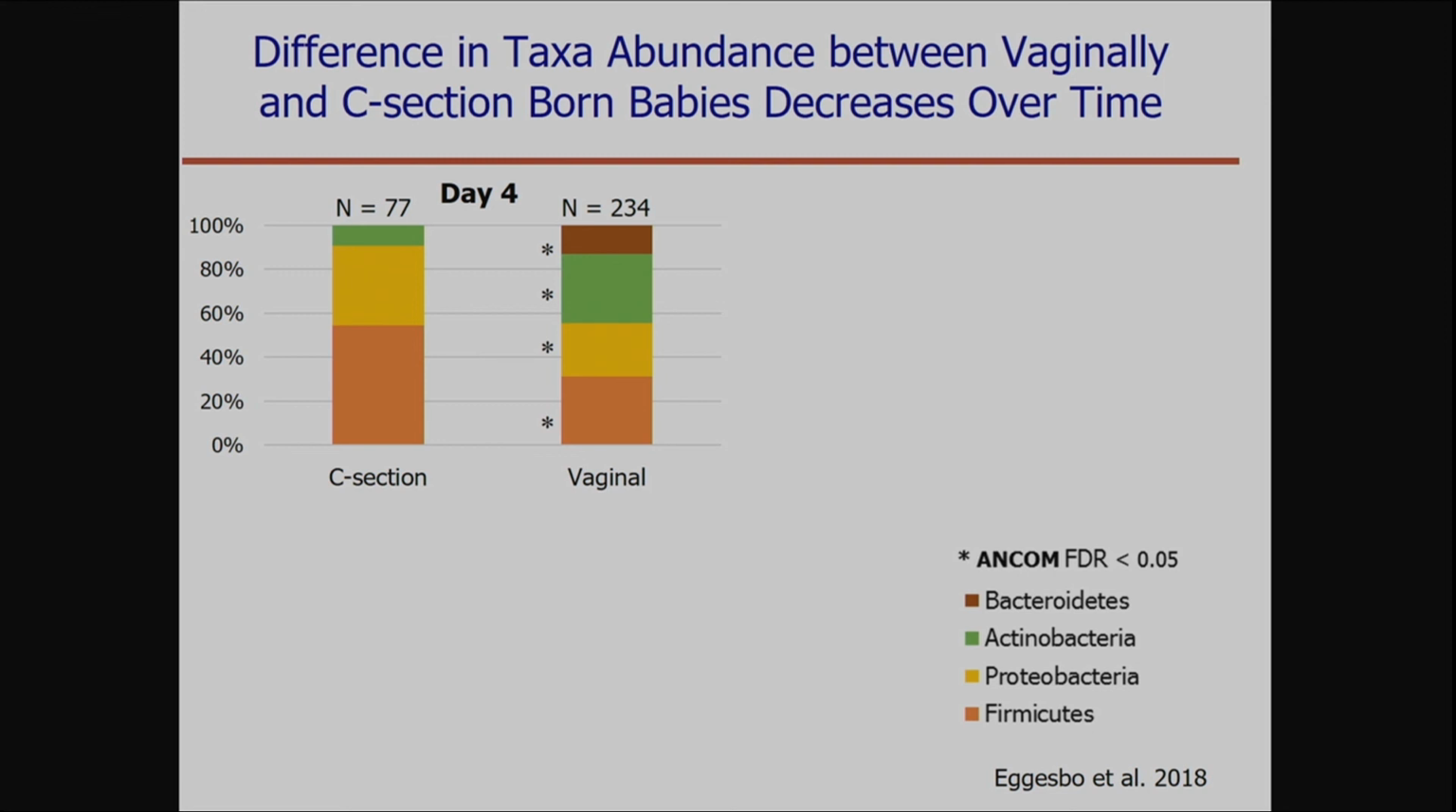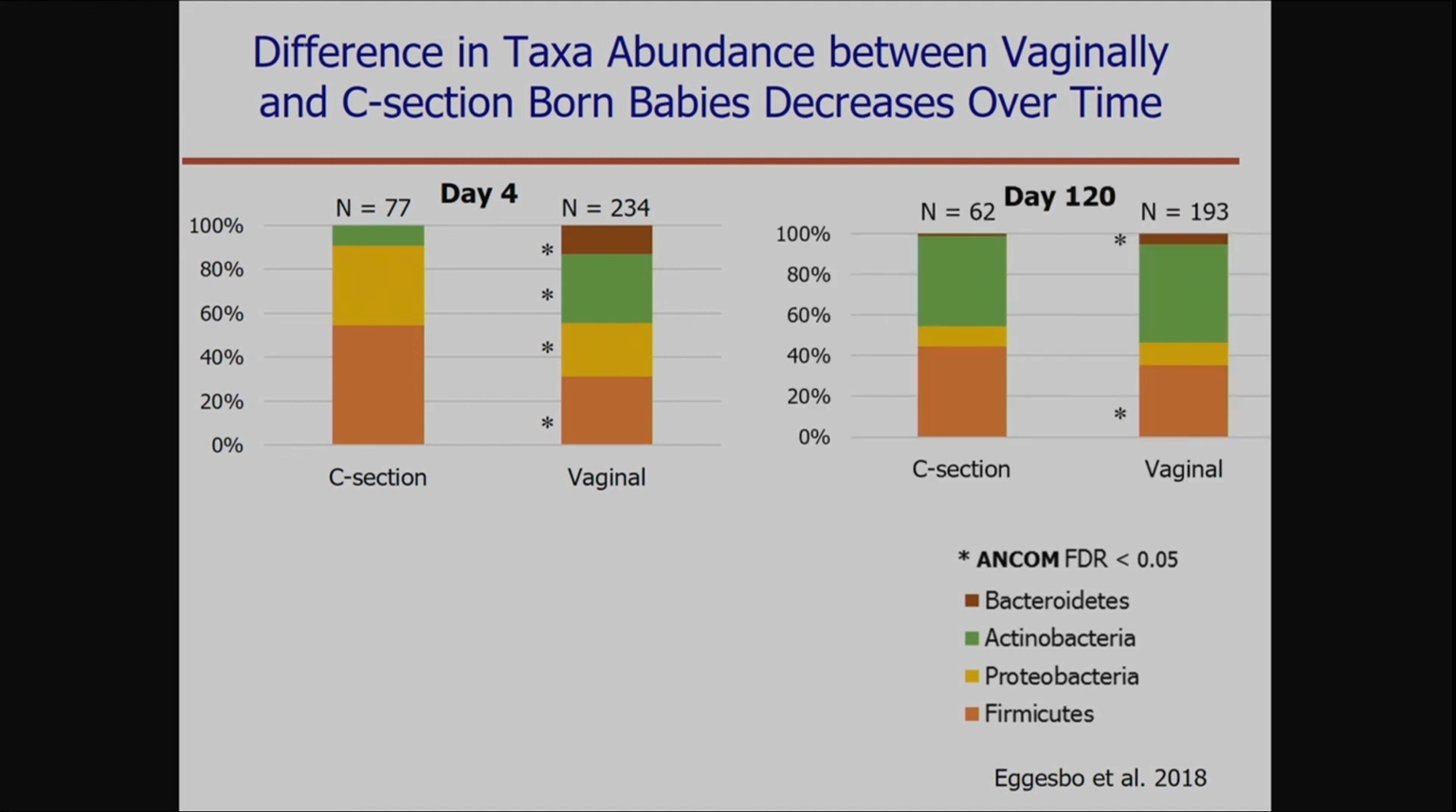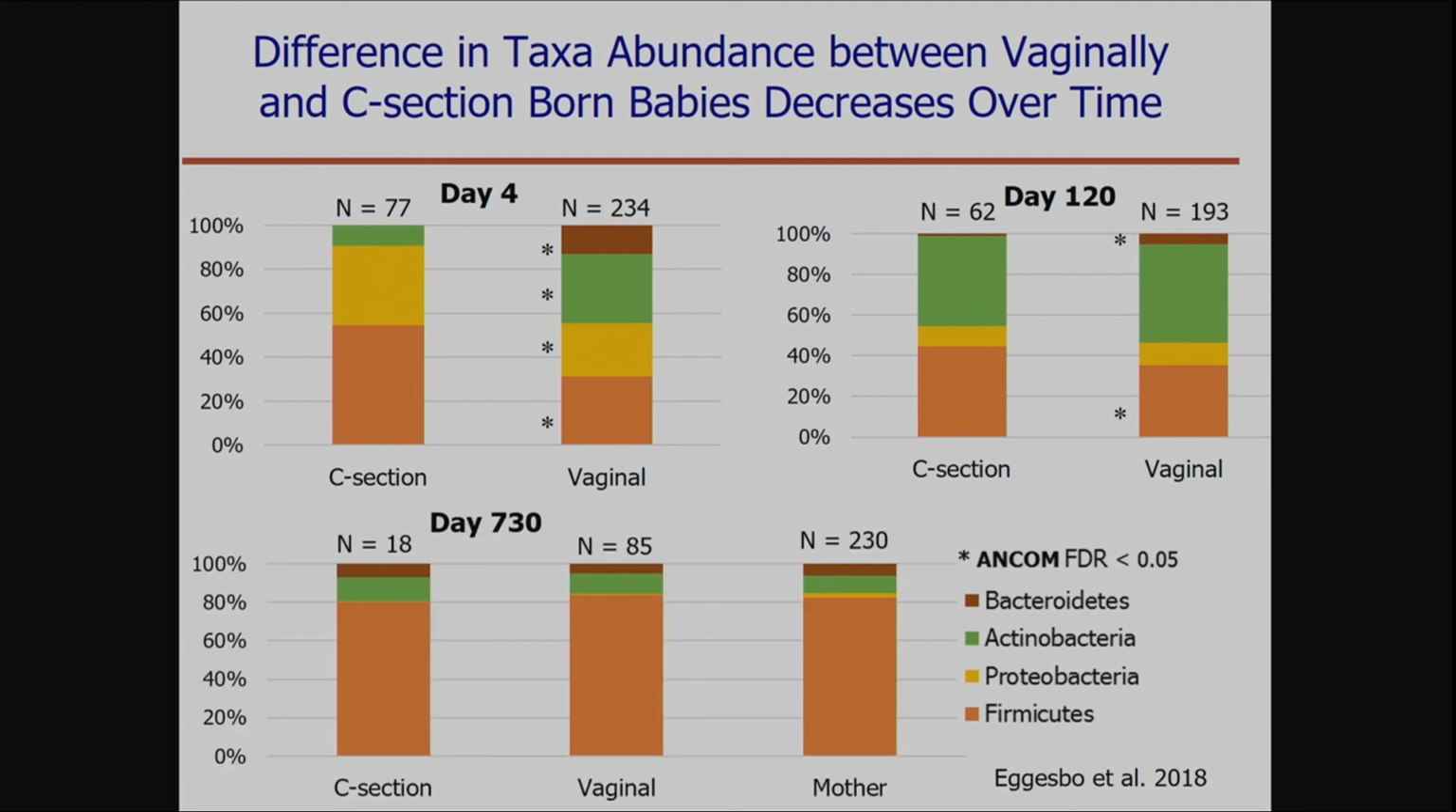And it's kind of obvious because bacteroidetes is typically not present for C-section born babies. And as you can see, the difference is quite significant. When you look at day 120, the babies born through C-section start to catch up with the vaginally born babies. You can see some bacteroides coming back and actinobacteria through breastfeeding and so on. And by the time you come to day 730, that is 2 years, all 3 groups, the 2 babies and the mother, look very similar. There's no significant difference between the groups.